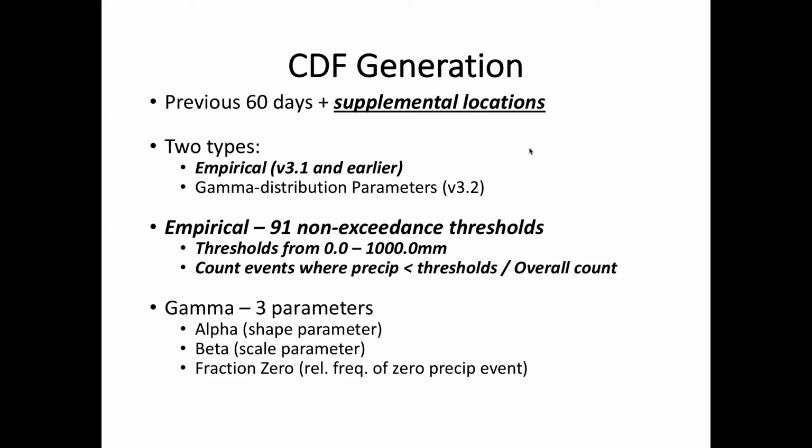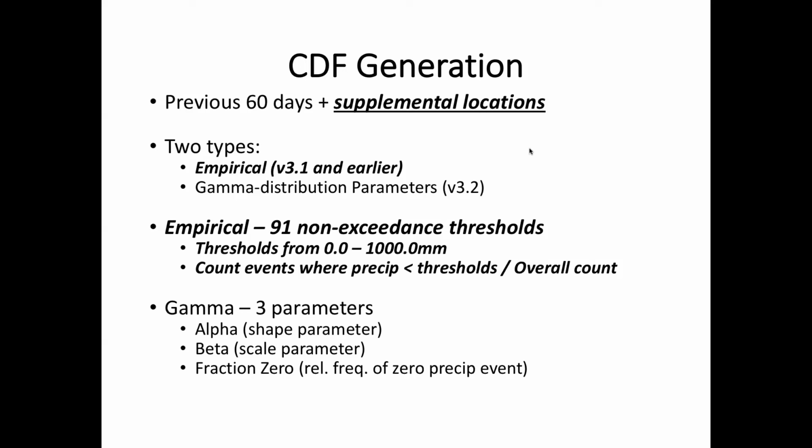You can see where the benefit for gamma comes into play. You only have to store three parameters, which are the alpha and the beta of the gamma distribution, along with a fraction zero parameter. Currently you're storing 91 values per 2.5 kilometer grid point. In 3.2, we'll be storing three parameters, so we're going to be saving a lot of disk space. When you look at these visually and look at a certain threshold from the gamma parameters, things look pretty similar. So our trade-off here is just preservation of disk space for perhaps future work.